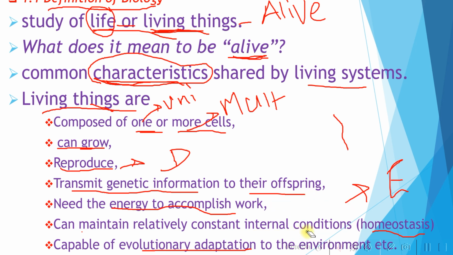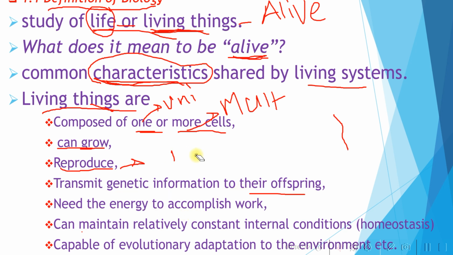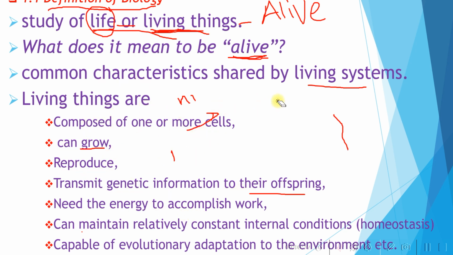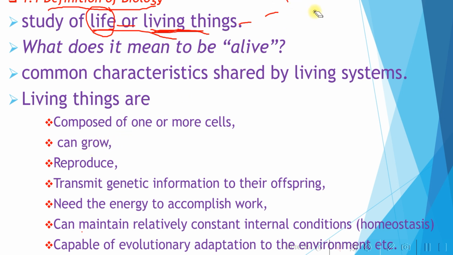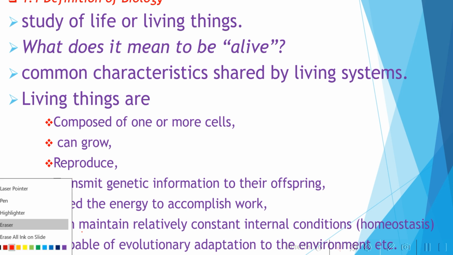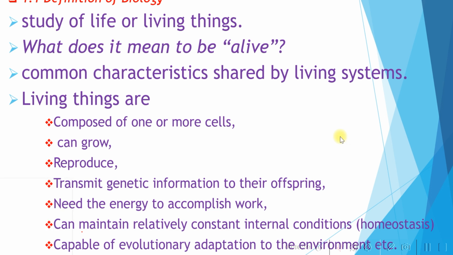Bear in mind that these are the common characteristics that living things can exhibit or show while they are alive. So it is difficult, as I told you before, to define living things by itself, and it's also difficult to define life, but we can explain life or living things in terms of the characteristics they can what? They can exhibit, as I discussed earlier.